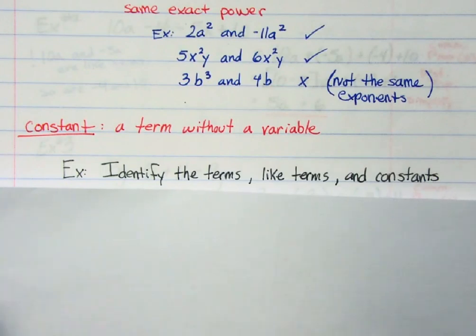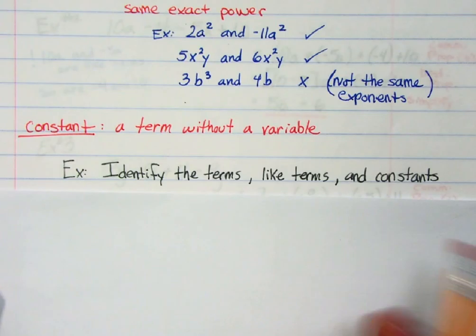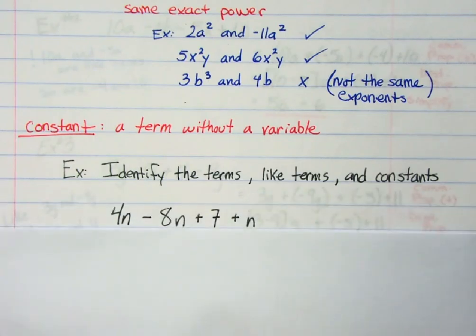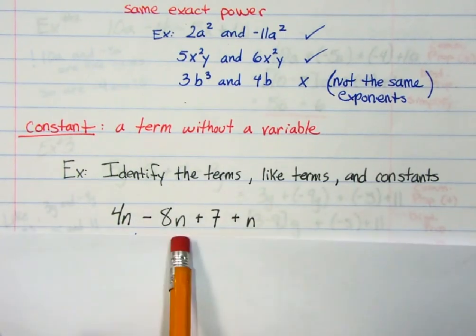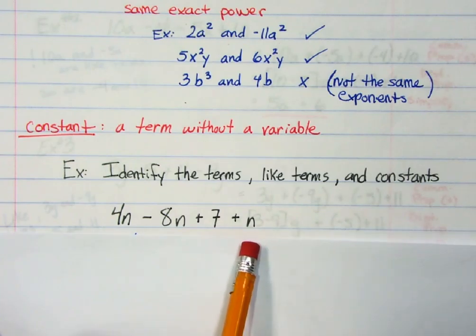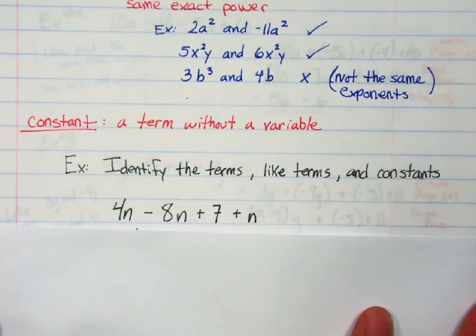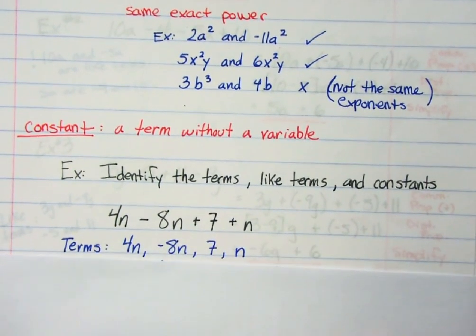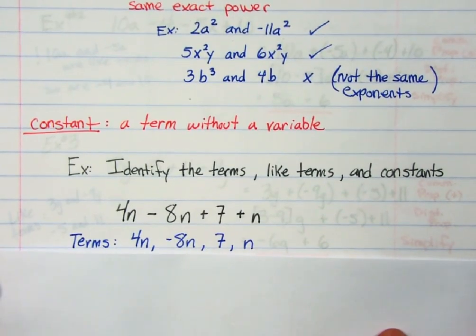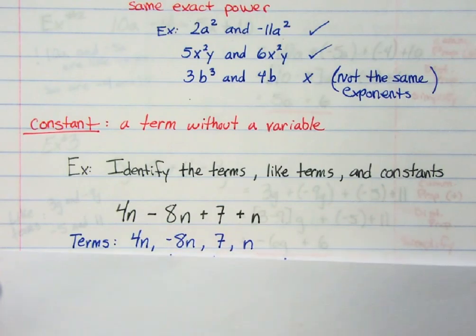All right, so example: identify the terms, the like terms, and the constants. Take a look here. I've got 4n minus 8n plus 7 plus n. First of all, I'll start with the terms. What do you think the terms are going to be? All right, let's take a look. Your terms should have been 4n, negative 8n, 7, and n, separated. These are four different terms.